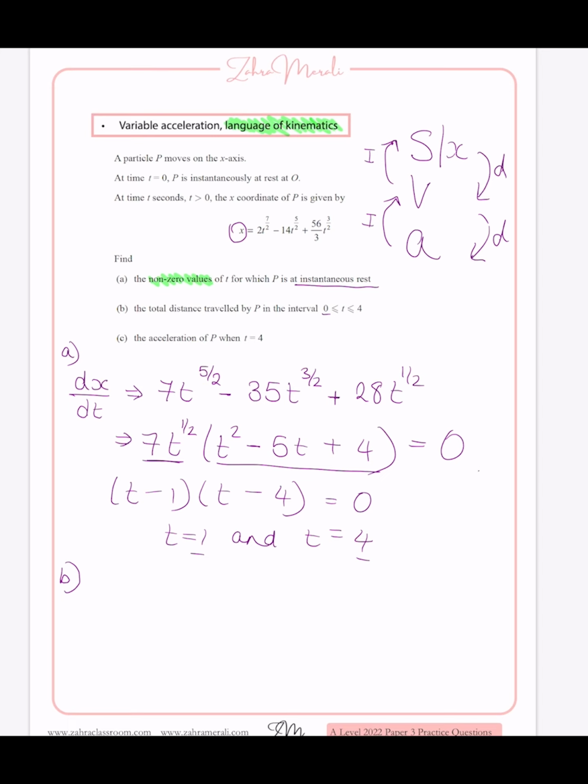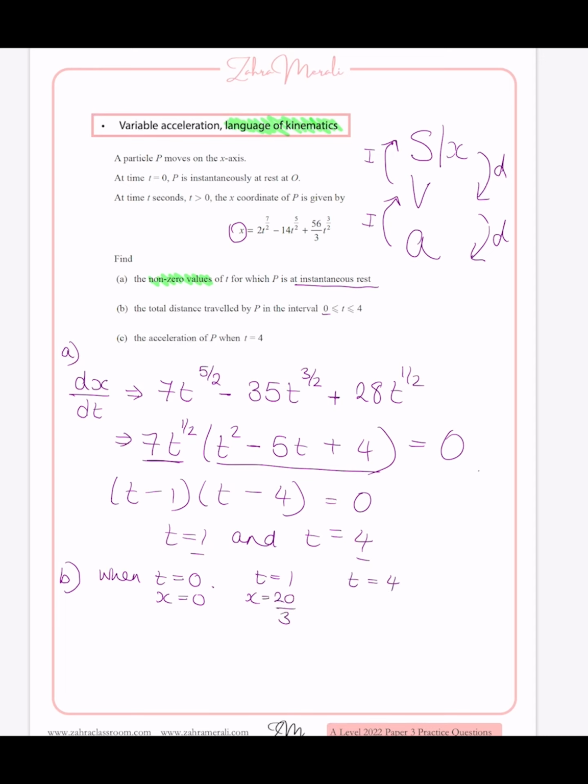Okay, so if I stick into the original one, when t equals 0, x equals 0. When t equals 1, we're going to get 2 minus 14 plus 56 over 3, which gives me 20 over 3.